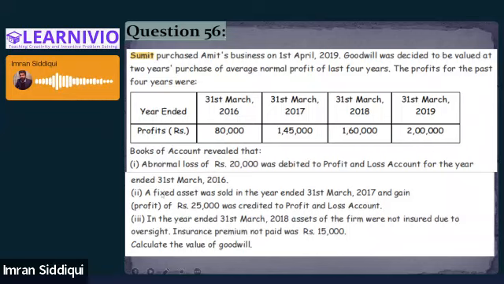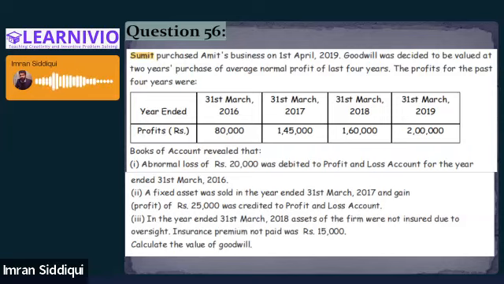Then in the second adjustment, it says a fixed asset was sold in the year 2017 and a gain of 25,000 was credited to P&L account. So that is an abnormal gain that has been added into the profit of 2017. Then in the year ended 31st of March 2018, assets of the firm were not insured due to oversight. Insurance premium not paid was 15,000. Now, I have already explained that insurance premium is a normal expense of the business. This has to be subtracted irrespective of the situation.